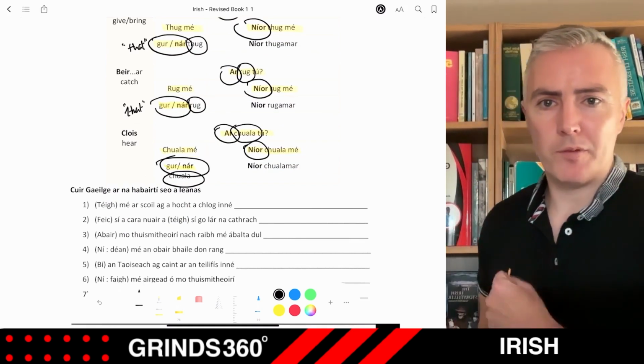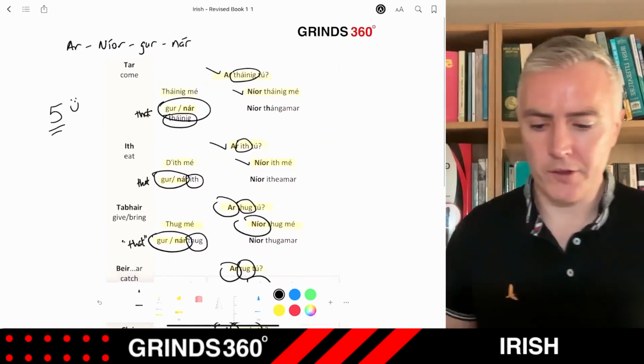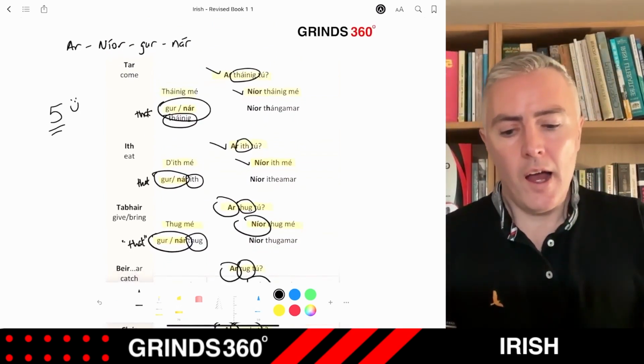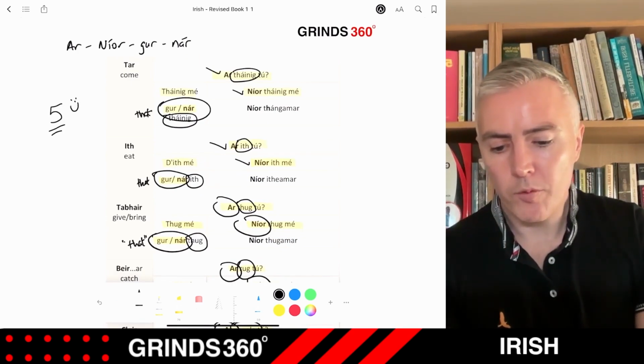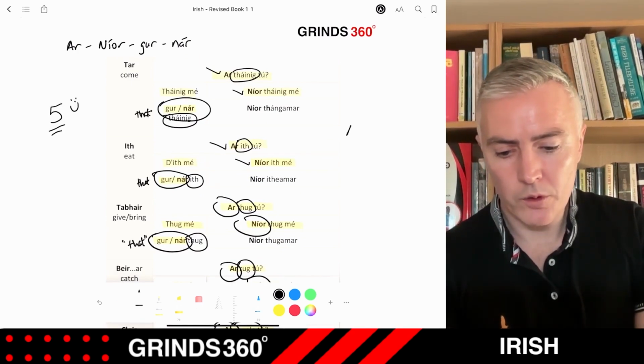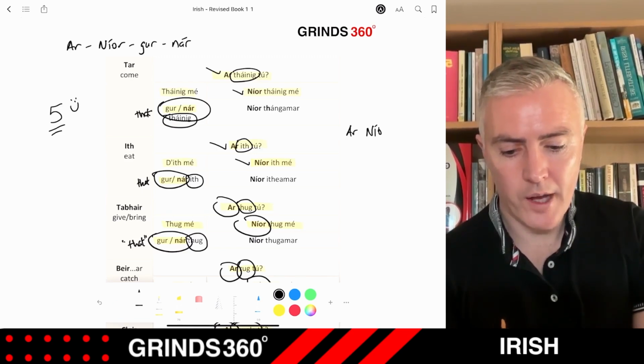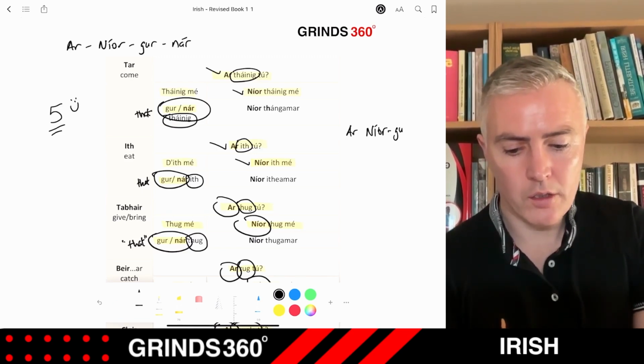So now let me simplify it down for you for 1 second here. Irregular verbs. Let's talk about verbs in general, right? So verbs in general are going to use "ar" for questions, "níor" for negative, "gur" and "nár" for connectors.